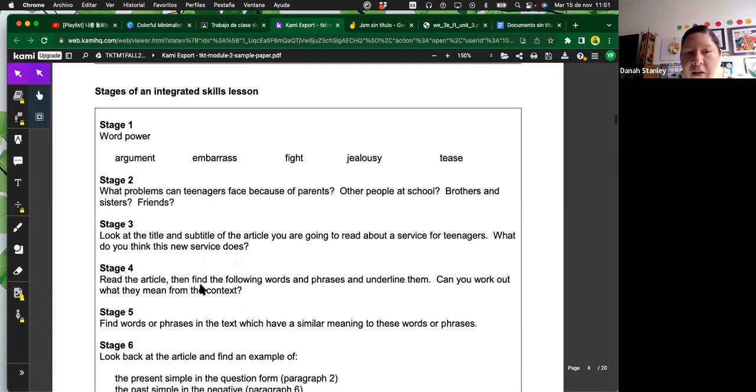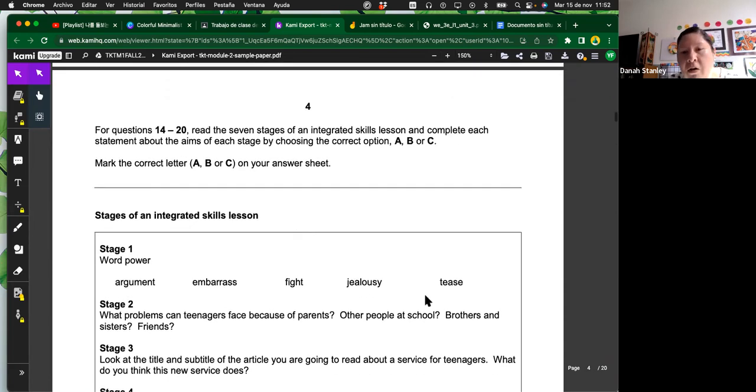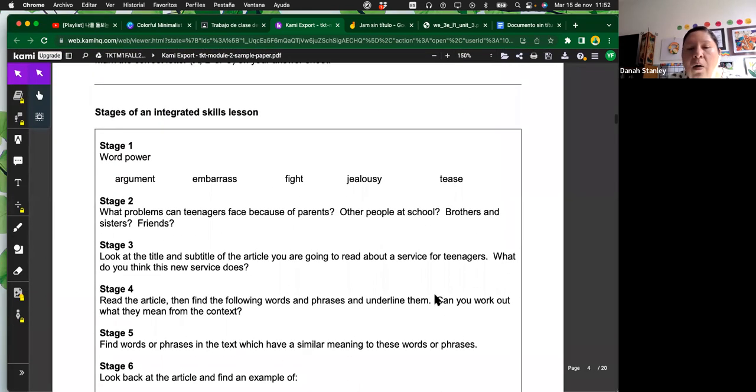Ahora dice, read the article, then find the following words and phrases and underline them. Can you work out what they mean? What words? Argument, embarrass, fight, jealousy, tease. Okay? And figure out, o sea, infer the meaning.